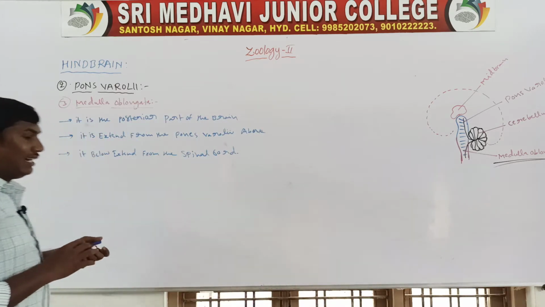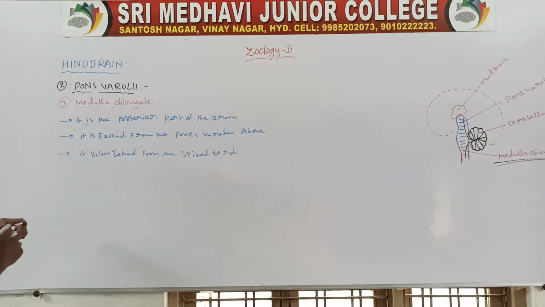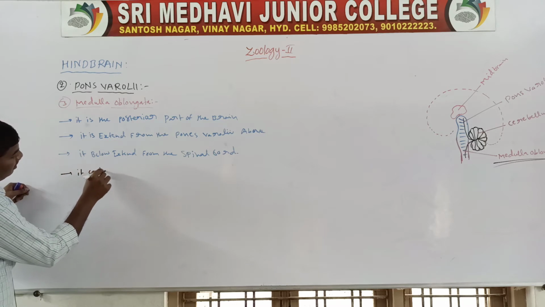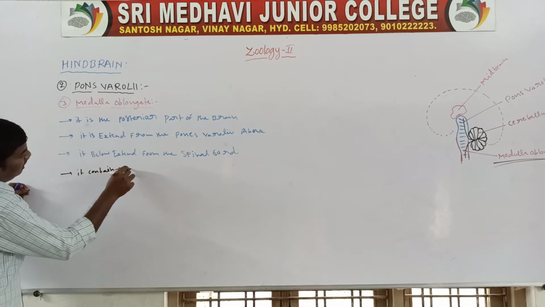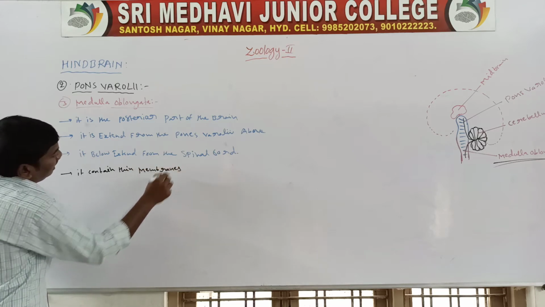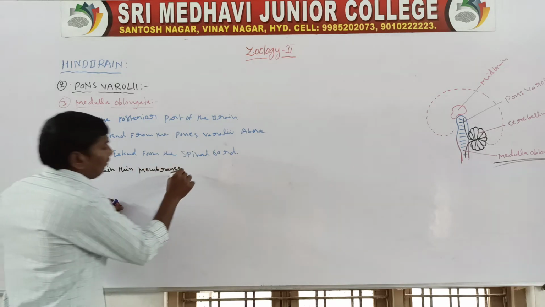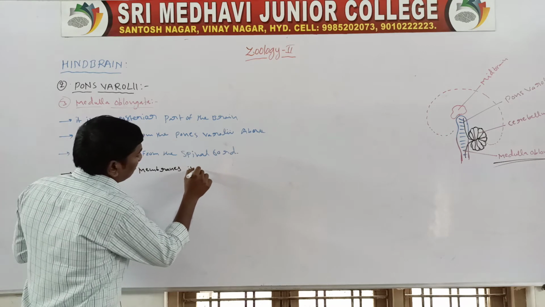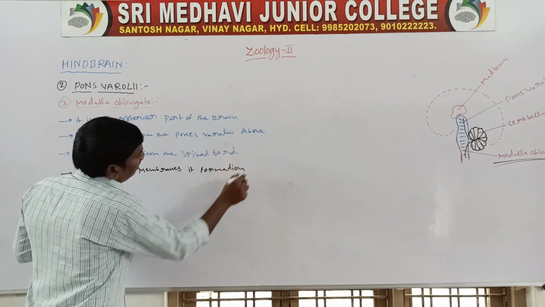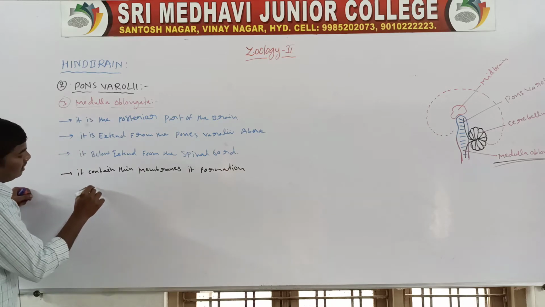Next, it contains thin membranes. They form the posterior choroid plexus.